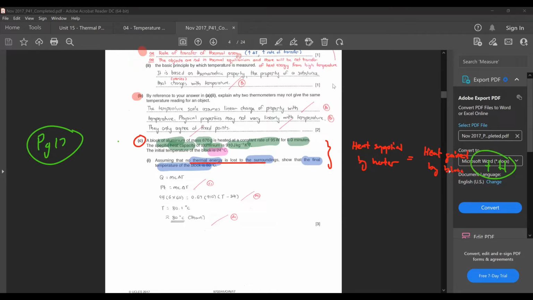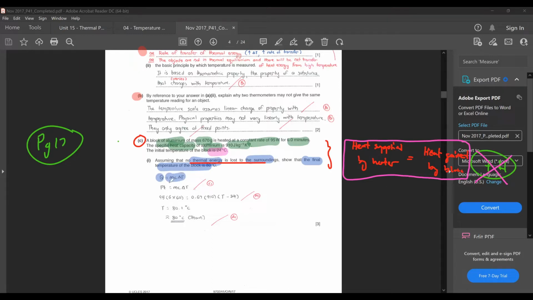But since the question already said that you have no thermal energy losses to the surrounding, this one is not even inside your equation. What you have is this one. Whatever heat energy is supplied by your heater is your heat gained by your block itself. So you can just use the equation Q equals mc delta theta. Heat supplied is mc delta theta.